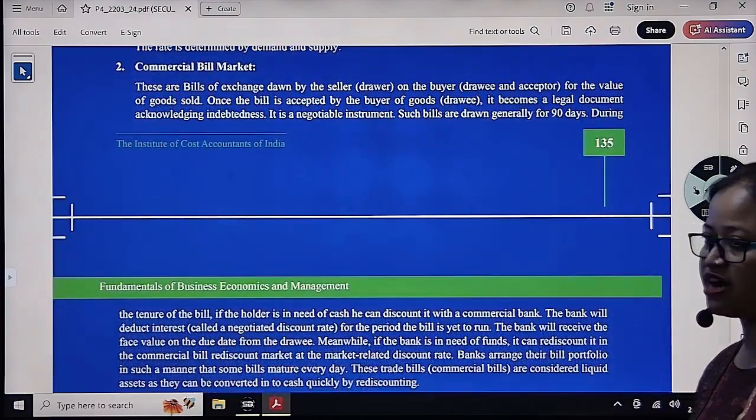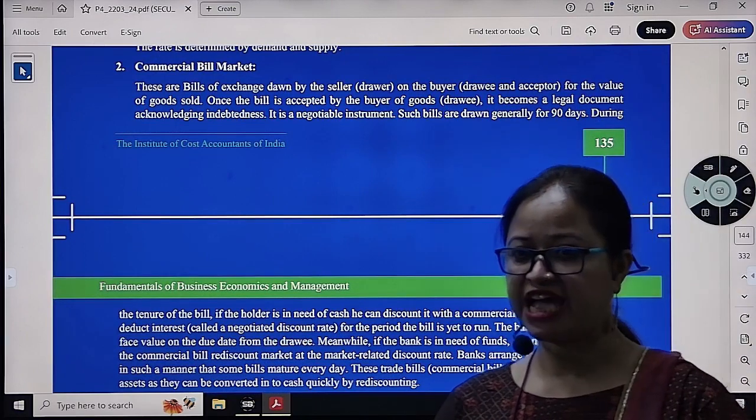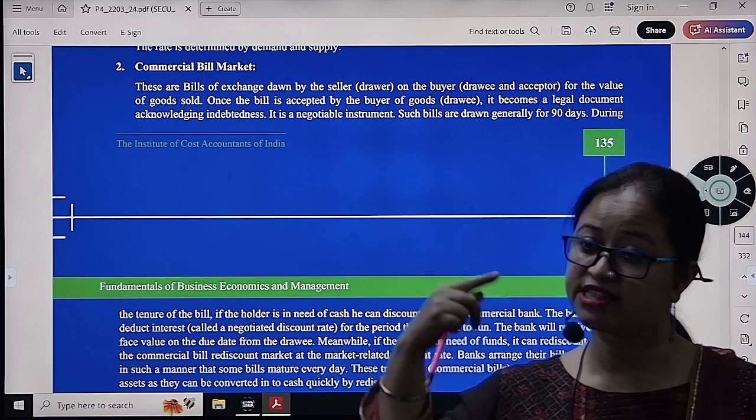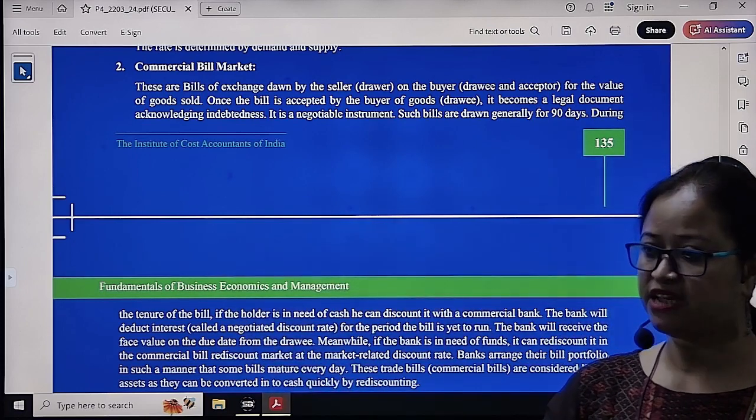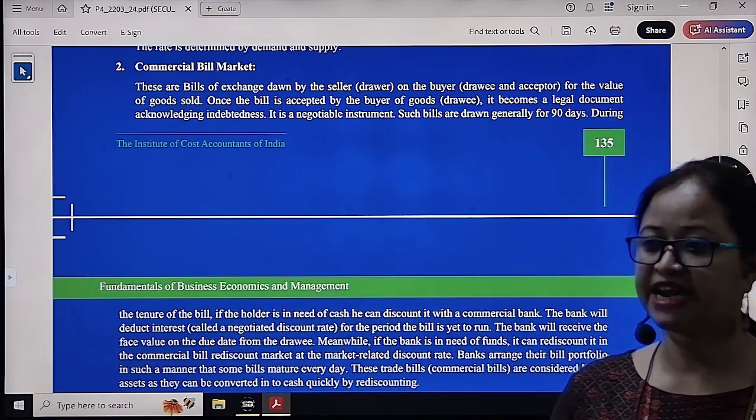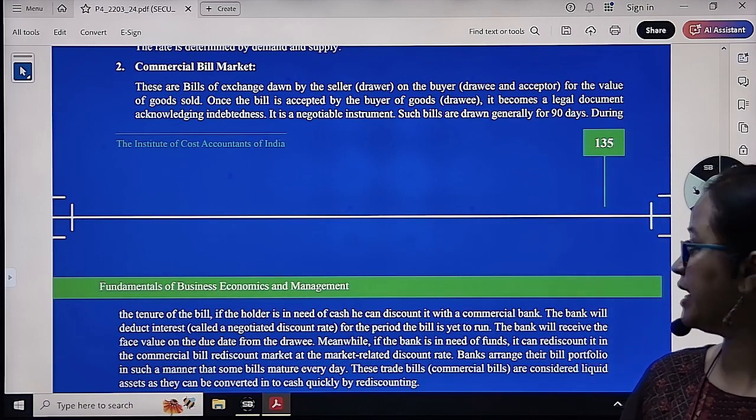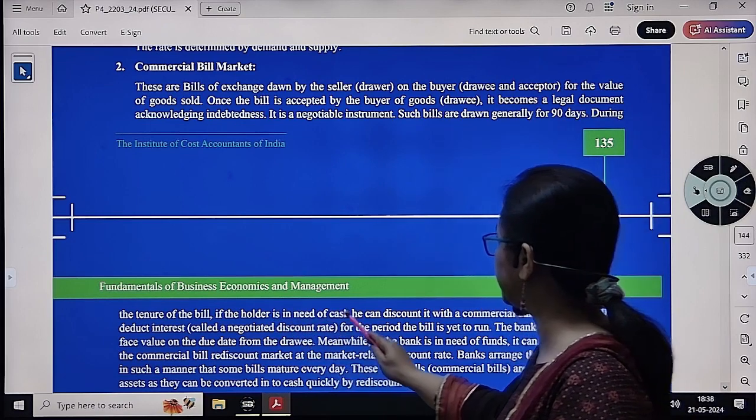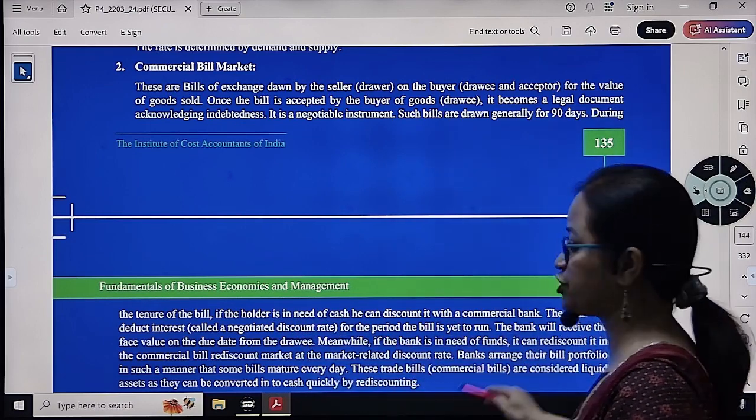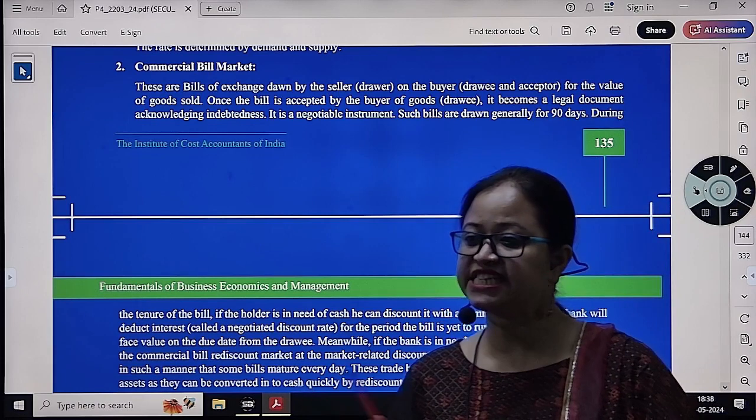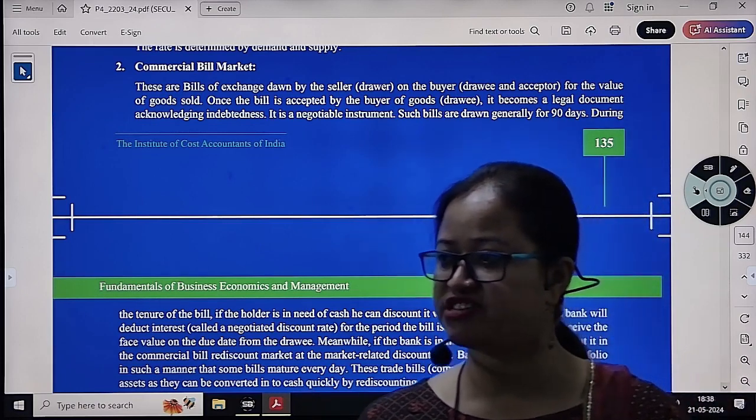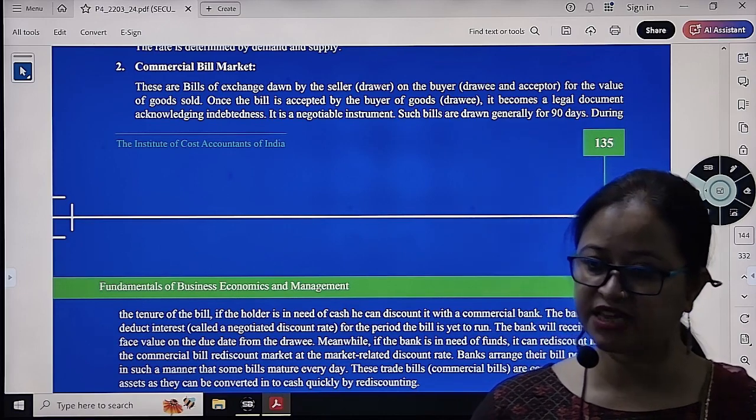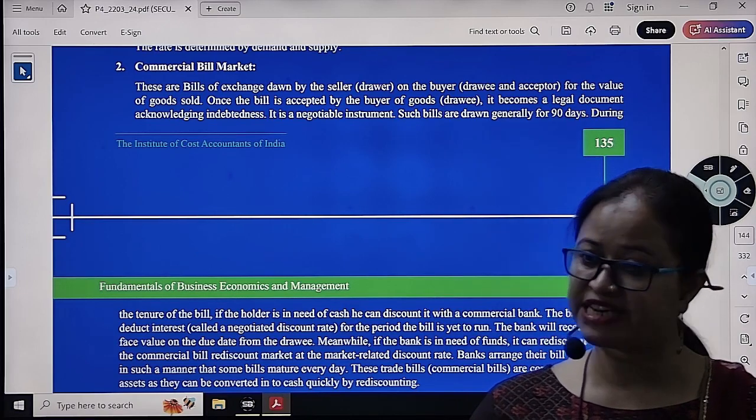That means if you are buying goods on credit, and in the bill you are giving a later date, then on that later date, on the maturity date, the person can withdraw the money or encash that bill. So during the tenure of the bill, if the holder is in need of cash, he can discount it with a commercial bank. Suppose after 30 days, before 90 days, you have an urgency and want money, you can go to the commercial bank and discount it.